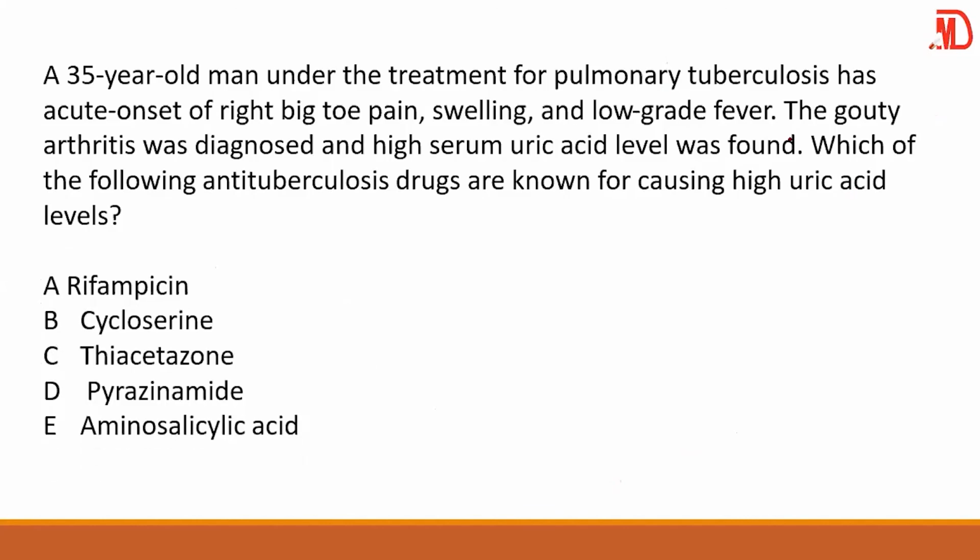We had a 35-year-old man under treatment for pulmonary tuberculosis. Again, we have tuberculosis, and we said we give isoniazid, rifampicin, ethambutol, then pyrazinamide. But that's not the question. The question is, he has an acute onset of right big toe pain, swelling, and low-grade fever. It is gouty arthritis, so uric acid level will be high, and high uric acid was found.